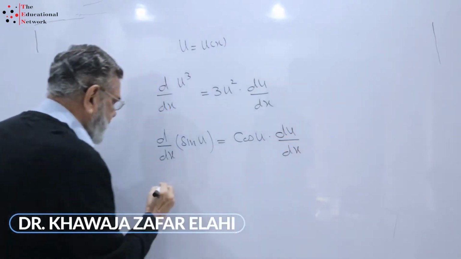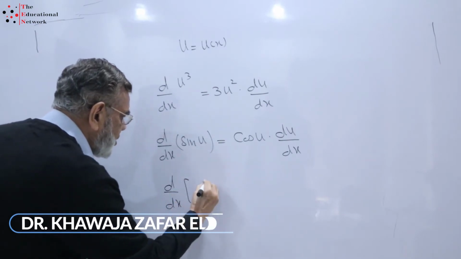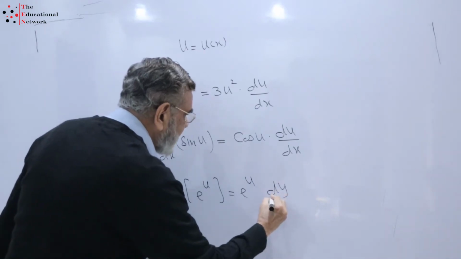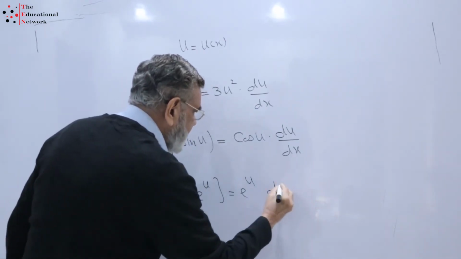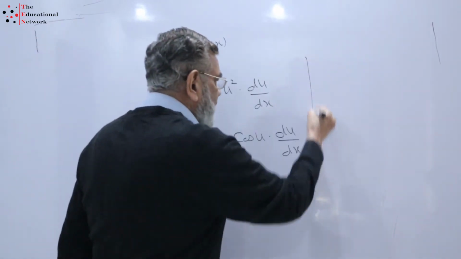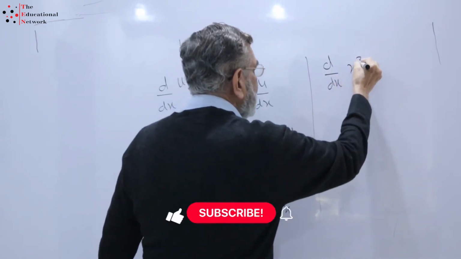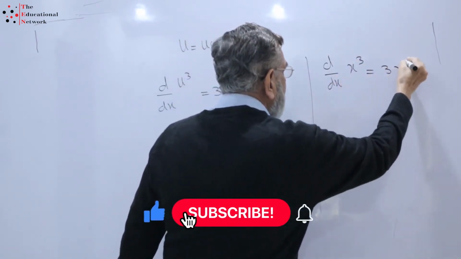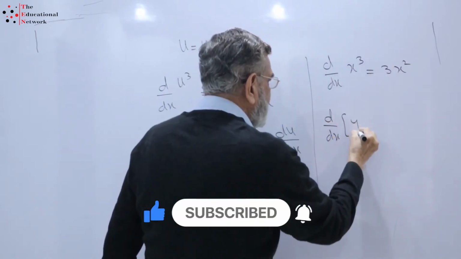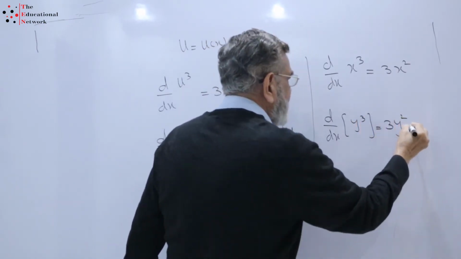I can have the derivative d by dx of e to power u. The derivative of this is e to power u into du by dx. So you remember the differentiation formula like d by dx of x to power 3, that's 3x square, which is finished. But if we want the derivative d by dx of y to power 3, we get 3y square into dy by dx.